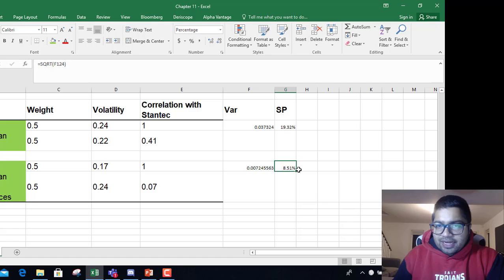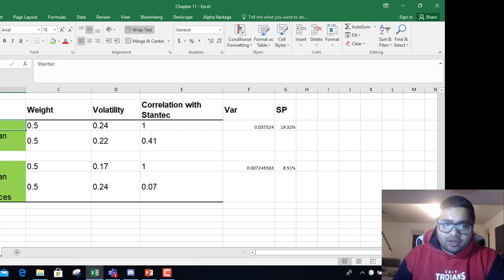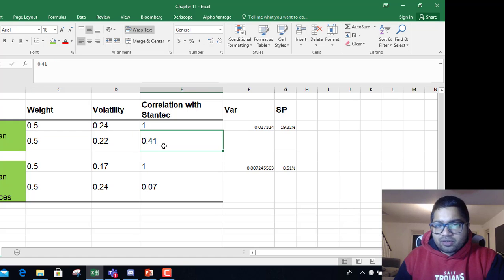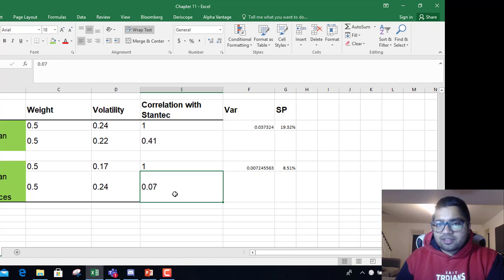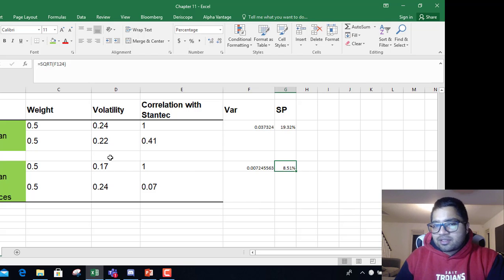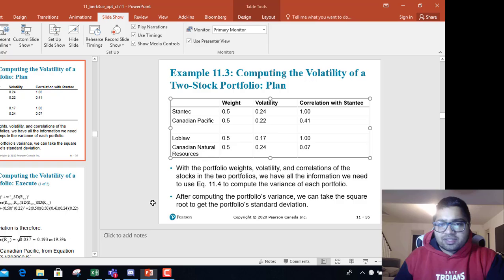So portfolio risk is only 8.5% in B. Portfolio risk is 19% in A. Why? Because Canada Pacific and Stantec are in similar lines of business, so their correlation is higher. Loblaws and CN are in very different industries, so their correlation is lower. So the lower the correlation between your stocks, the higher the risk reduction. So risk has gone down significantly, 17, 24 and 8. So there is a big drop, right? Here 24, 22 and 19. So it is a drop but not that significant. So it is much better to combine assets with lower correlations.